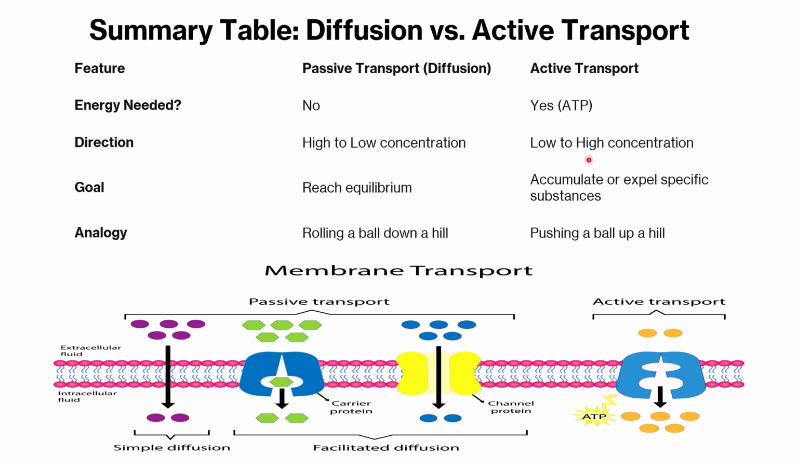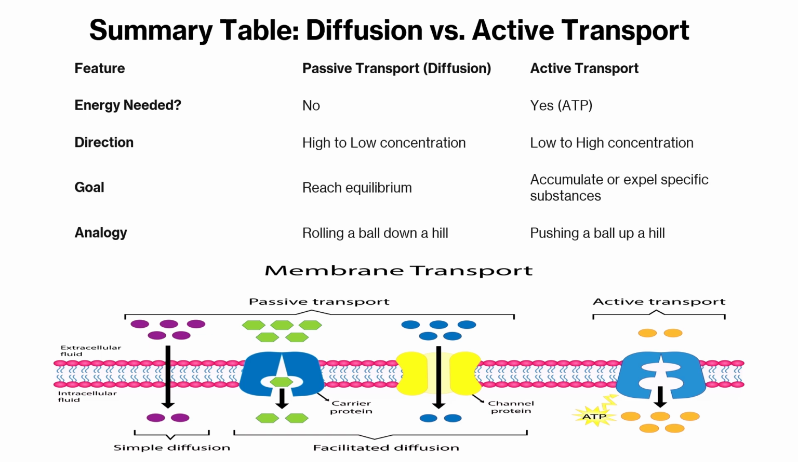But active transport, however, is used when a cell needs to accumulate or pull in a lot of something, or completely expel or kick out a toxic substance. And finally, the best way to remember this is the ball analogy. Diffusion is like rolling a ball down a hill. That is an automatic process. It is easy and it happens naturally. But active transport is like pushing that ball back up the hill. It takes effort, it requires energy and a bit of work.